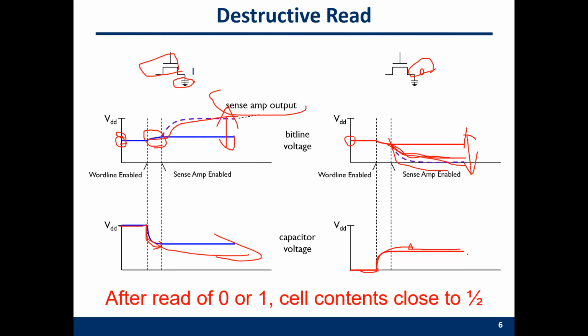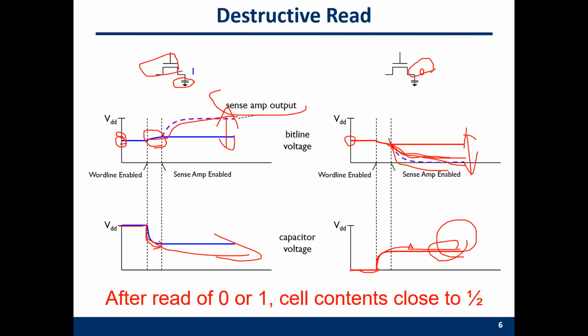Now, in your cell, you have 0.1, 0.2, 0.3, 0.5 VDD. But anyway, it's not a 0. It's not no charge. It's not fully charged either. So we call this the content in the cell has been destroyed by the read operation. So this is why we call the read operation in the DRAM destructive. Now the content in the cell has been destroyed.